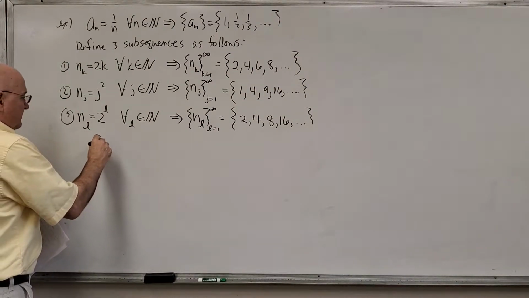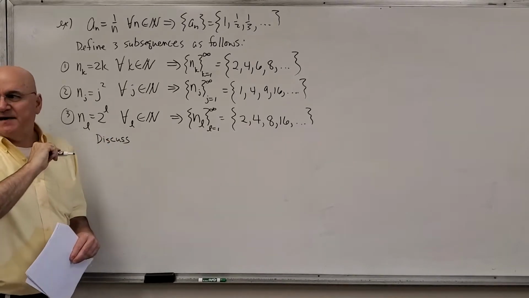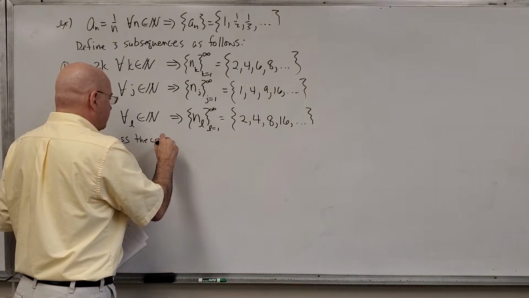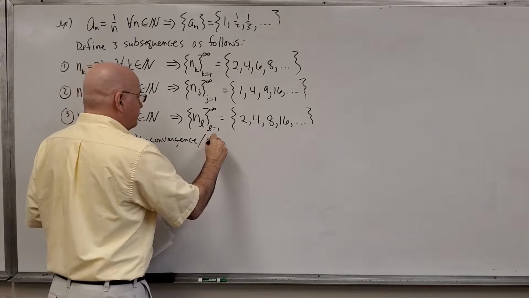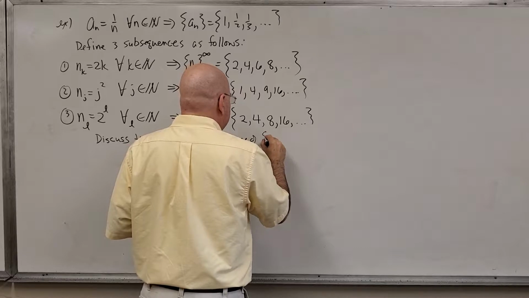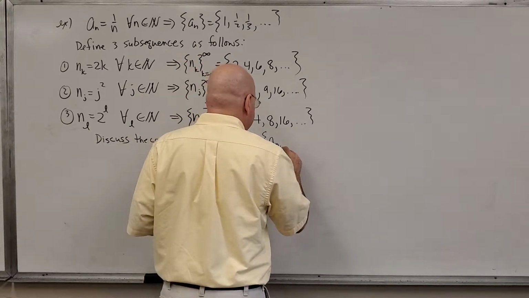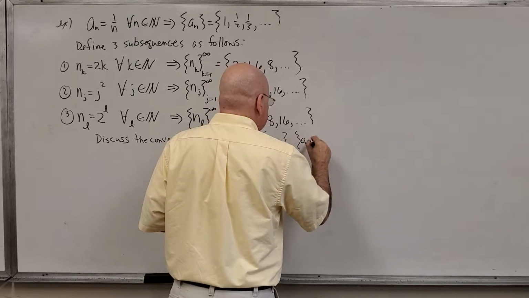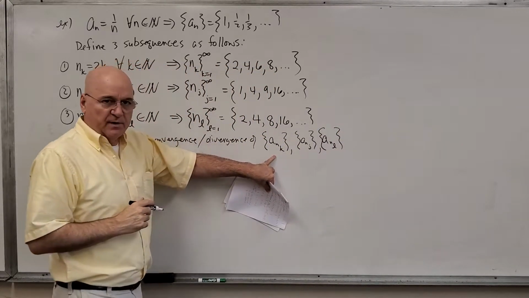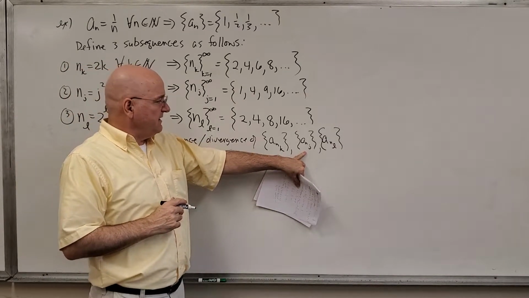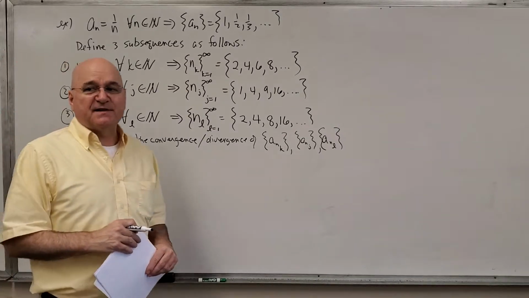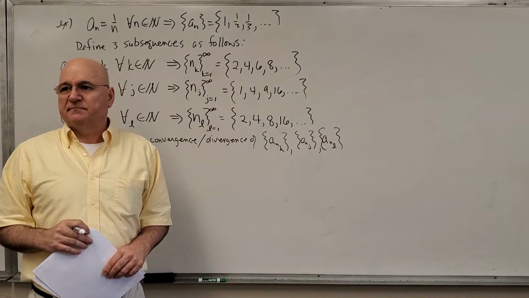So what I'd like us to do is discuss, and in mathematics, that doesn't mean carry on a whole long conversation. When I say discuss the convergence or divergence of the newly found subsequences, a_{n_k}, a_{n_j}, and a_{n_l}. This one is from k going 1 to infinity, the second one is from j going 1 to infinity, and the third one is from l going 1 to infinity. So by discuss the convergence, divergence, basically I want to say, does it converge, yes or no? If it does, what does it converge to?